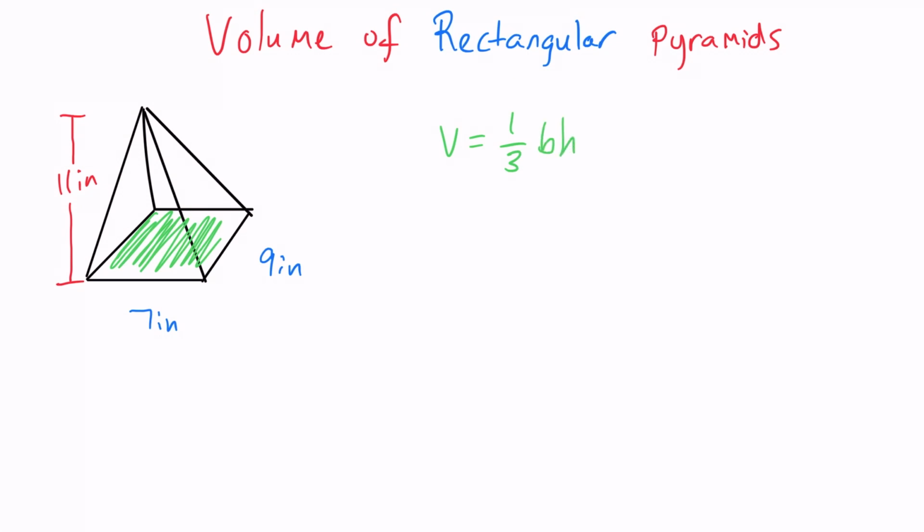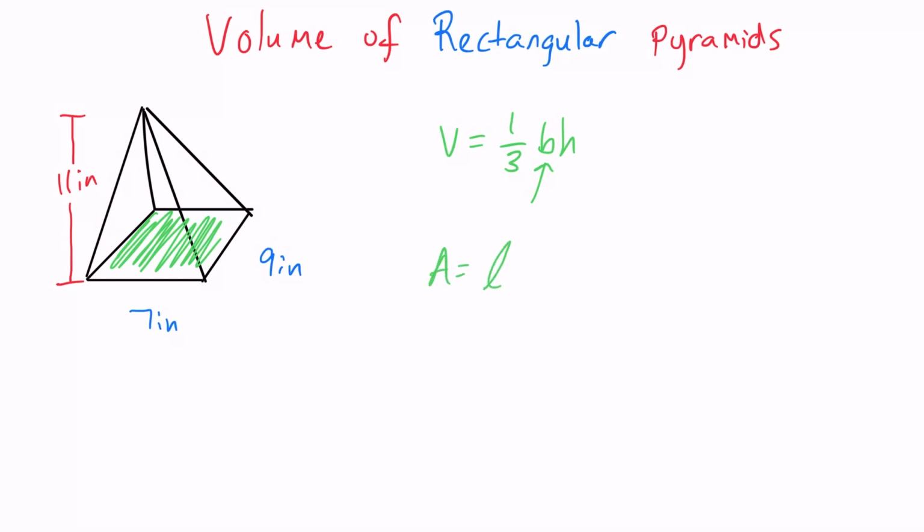The main difference between rectangular and triangular pyramids, however, is that the base is rectangular if it's a rectangular pyramid, and if it's triangular, it's triangular. But that means our base value will be changing here. If we have a rectangular pyramid, we're going to be using the area of a rectangle, which is length times width.